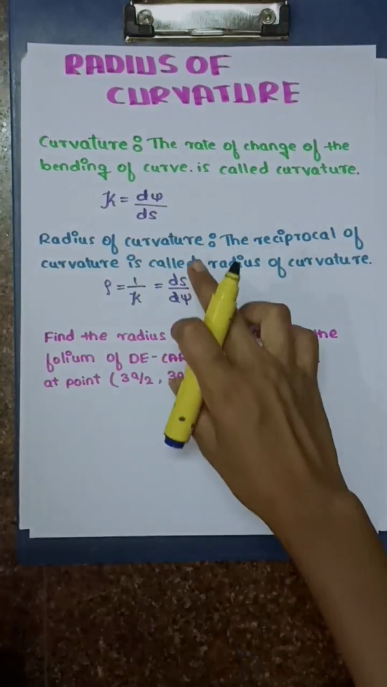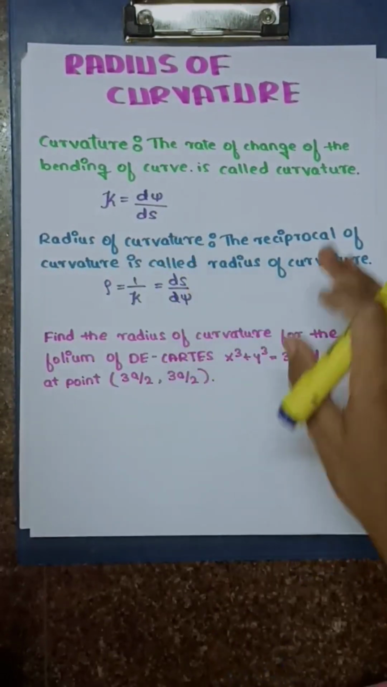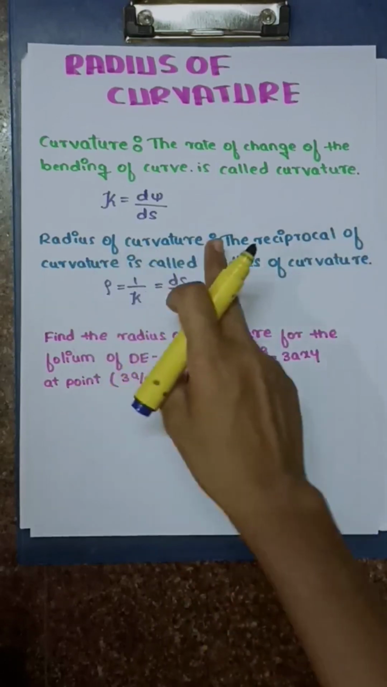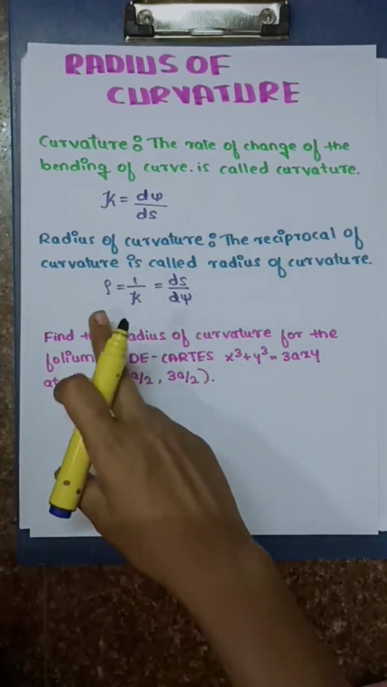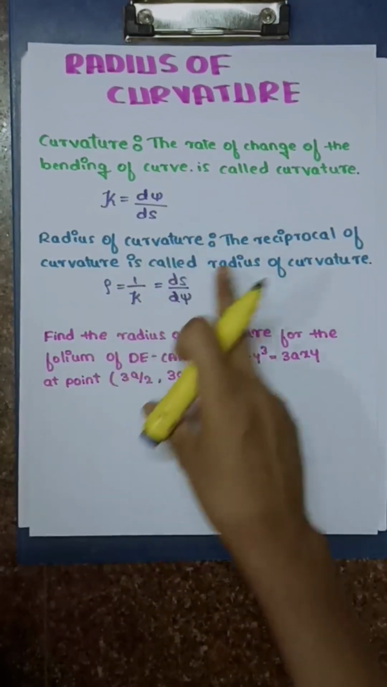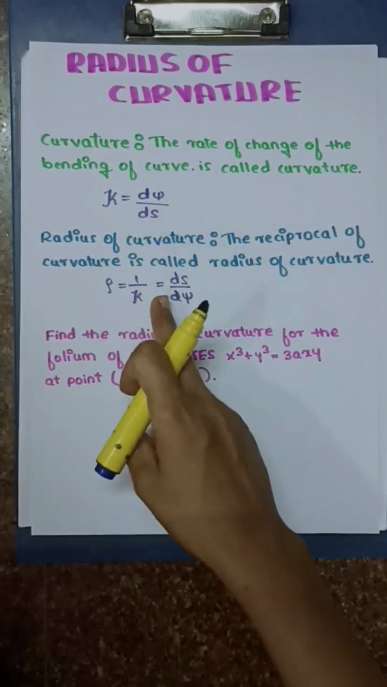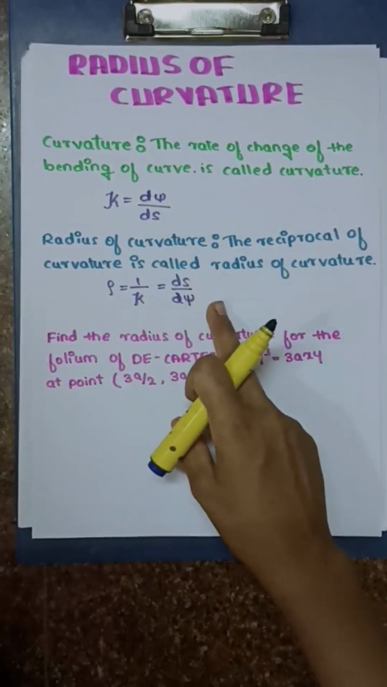Next, radius of curvature. The reciprocal of curvature is itself called the radius of curvature. So, we denote the radius of curvature by rho. Rho equals 1 by kappa. The reciprocal of curvature, 1 by kappa, is equal to ds by d psi.